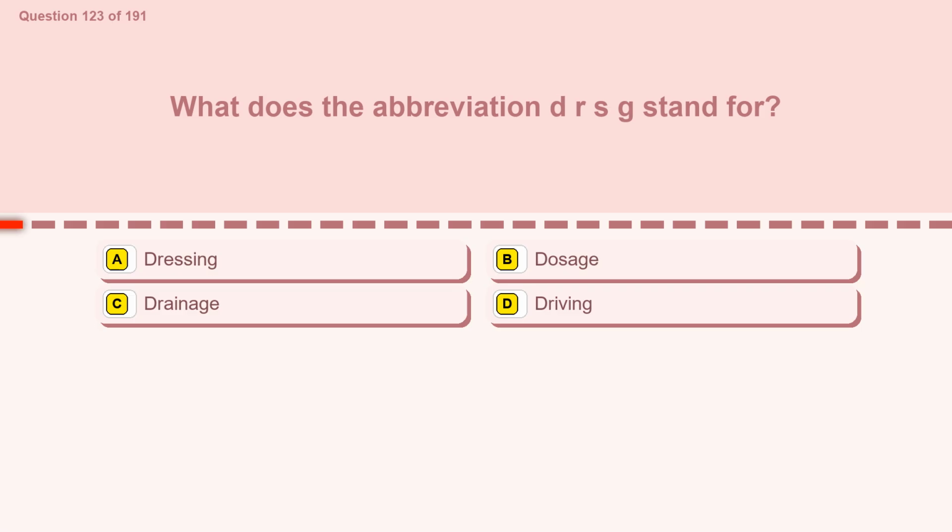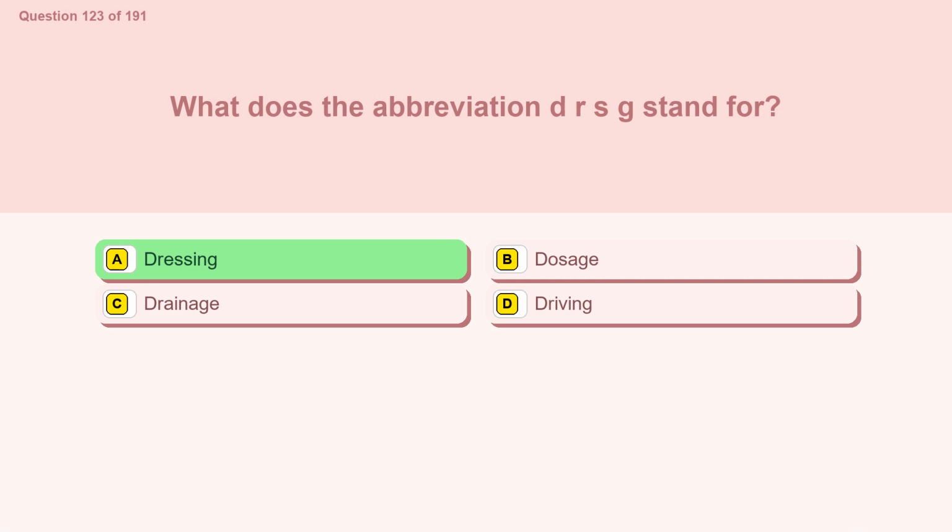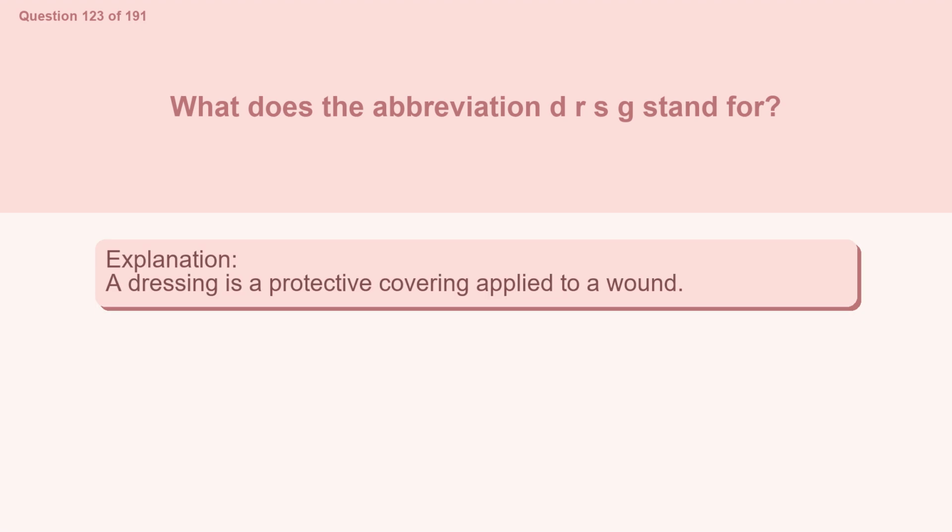Question 123. What does the abbreviation DRSG stand for? Option A, a dressing. Option B, dosage. Option C, a drainage. Option D, a driving. The correct answer is option A, dressing. A dressing is a protective covering applied to a wound.